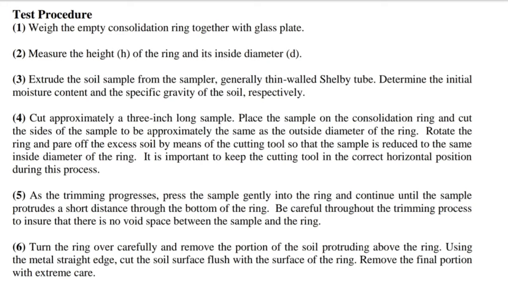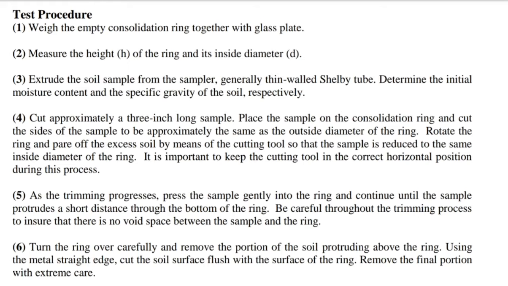Place the sample on the consolidation ring and cut the sides of the sample to be approximately the same as the outside diameter of the ring. Rotate the ring and pare off the excess soil by means of the cutting tool so that the sample is reduced to the same inside diameter of the ring. It is important to keep the cutting tool in the correct horizontal position during this process. 5. As the trimming progresses, press the sample gently into the ring and continue until the sample protrudes a short distance through the bottom of the ring. Be careful throughout the trimming process to ensure that there is no void space between the sample and the ring.